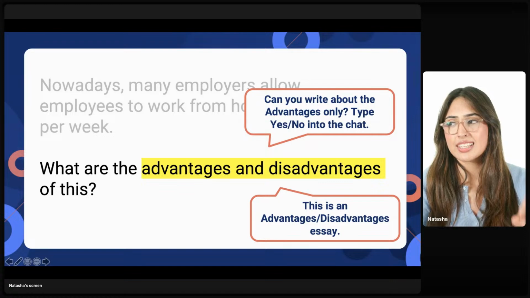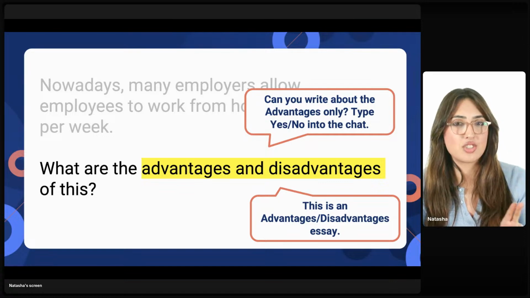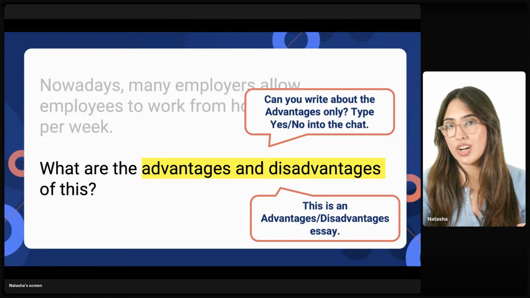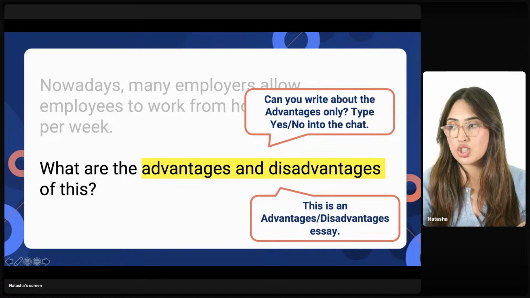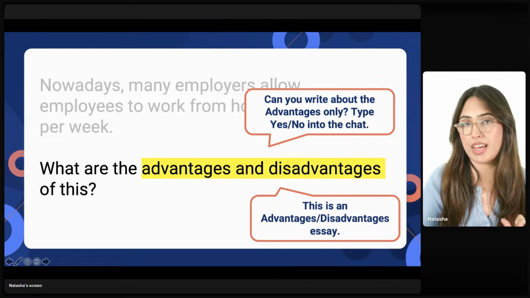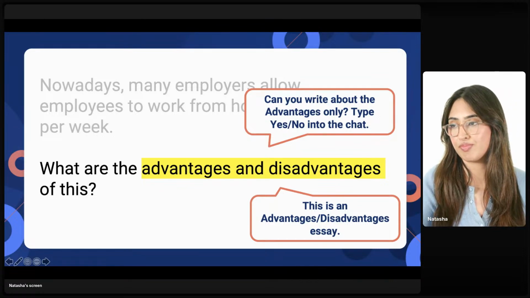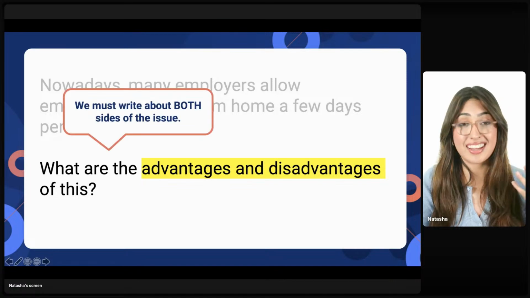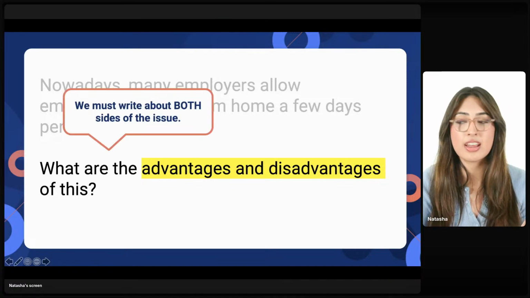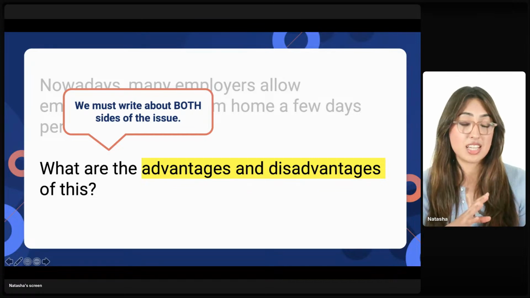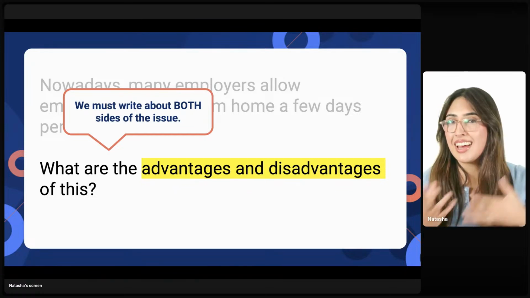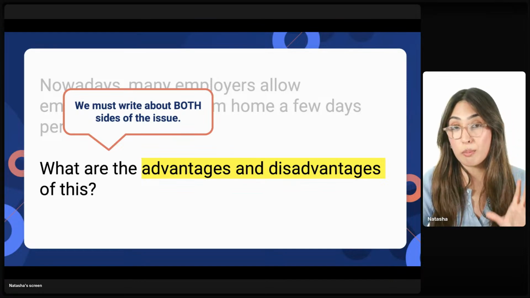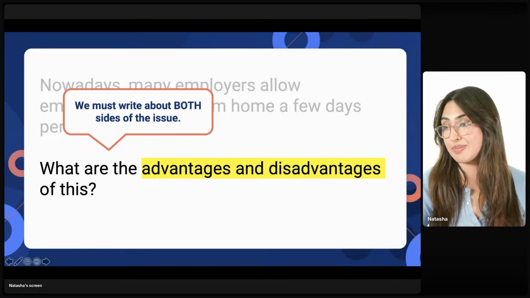Now, can you write about the advantages only in your essay? Let us know in the chat function, yes or no. Can you write only about the advantages in your essay? Hopefully that's an easy one. Absolutely not. It's really important that you write about both sides of the issue. The question is asking you about both the advantages and the disadvantages. So it's important that you address both sides.